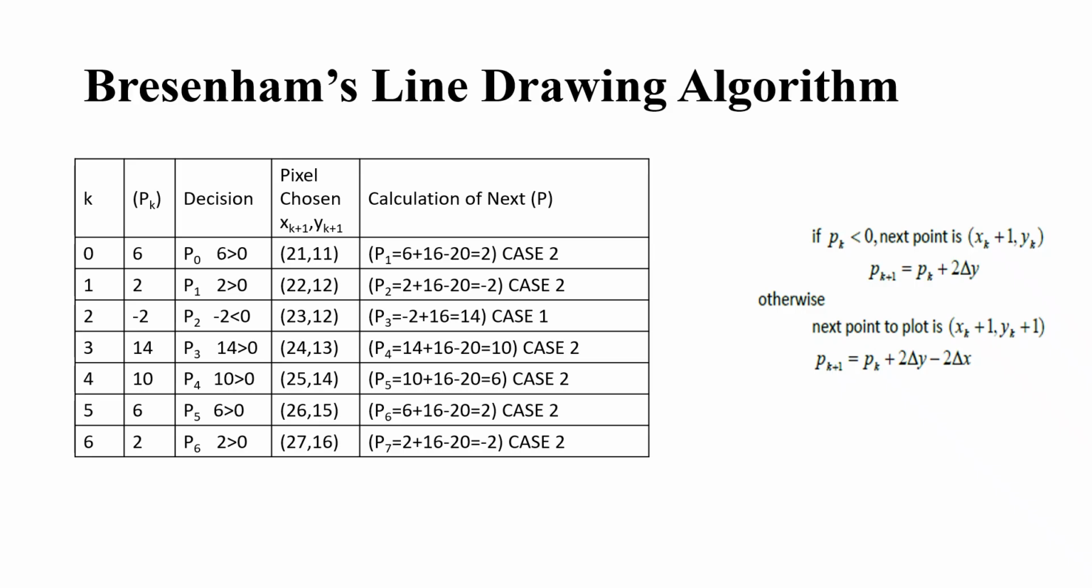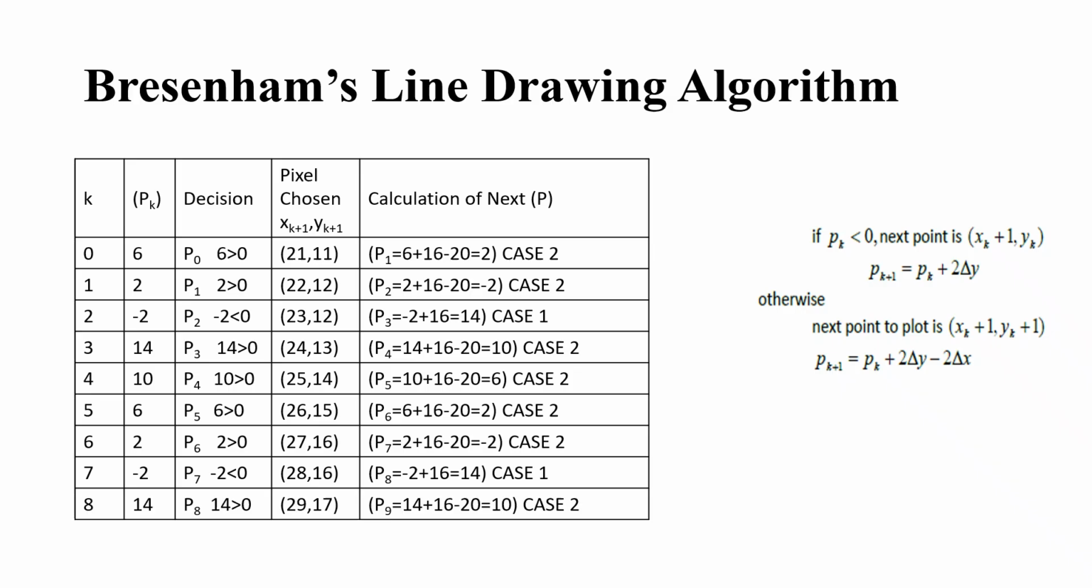So I got minus 2 this time. Since it is minus 2, it is less than 0. Therefore, it falls under case 1. So x is incremented, but y remains the same. And the new pk value is calculated by using this formula. So now the value is 14. Since 14 is greater than 0, case 2 has to be applied.